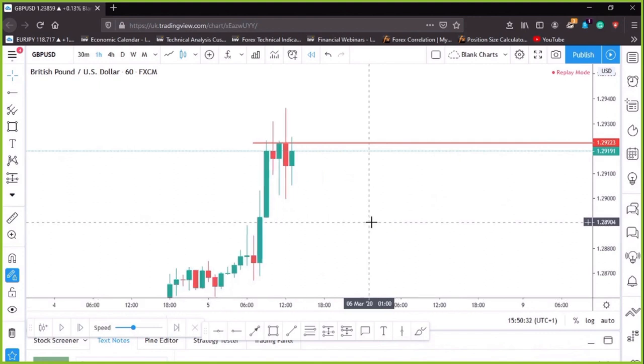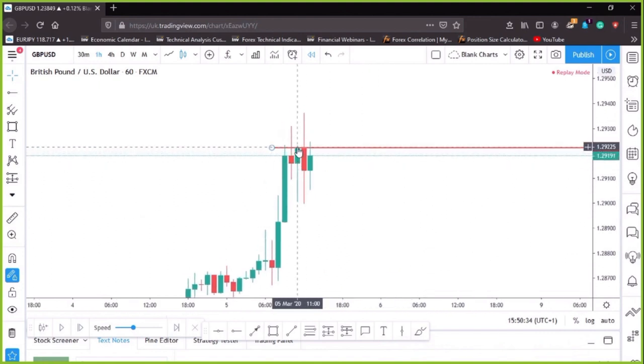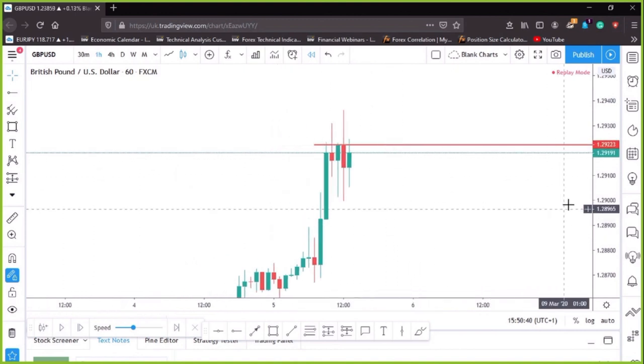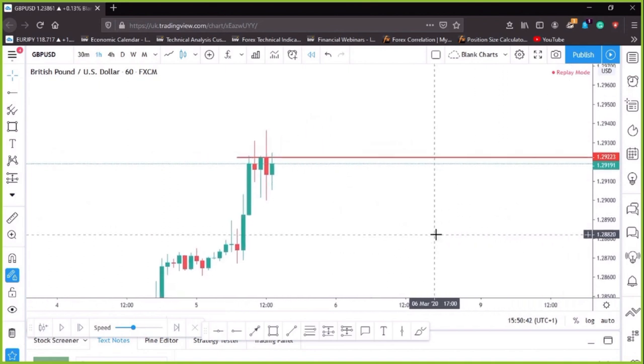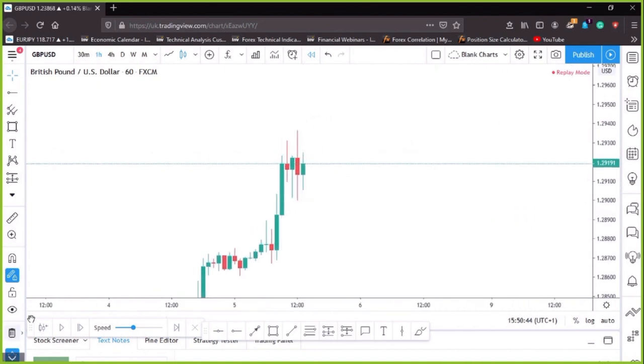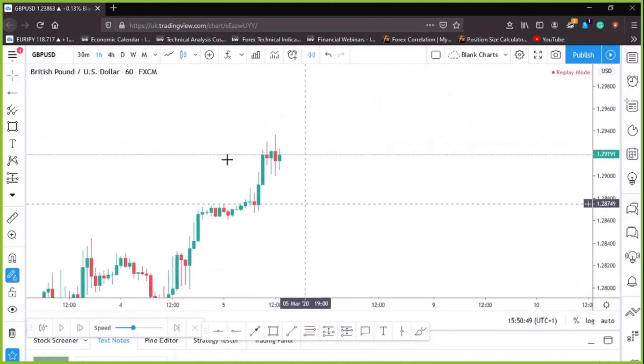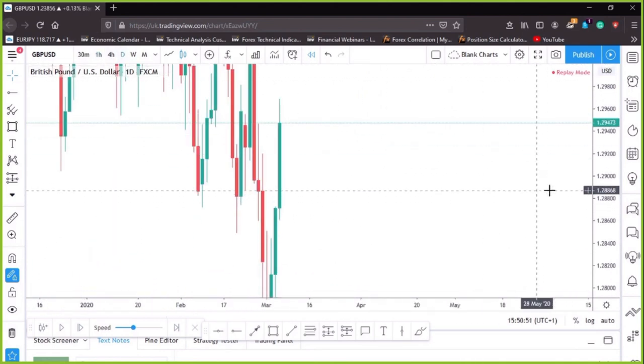Yeah, from what we've gone through, does everyone understand that? Look, can't break, can't break, can't break. We're just moving sideways. All right. So what we're gonna do, ideally I would like this to pull down a bit. Okay, let's go to daily because we haven't done our daily check.